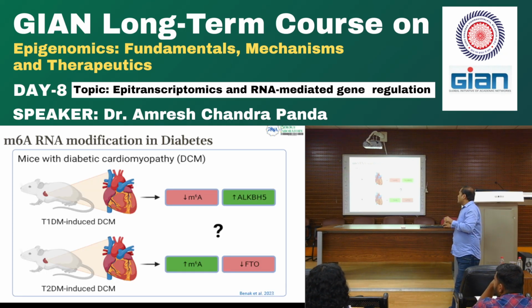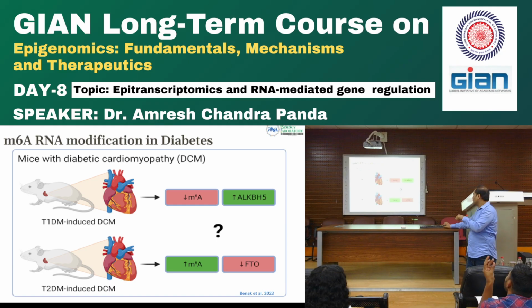And this is also diabetic cardiomyopathy, where m6A goes down. Here, this is type 1, this is type 2, this goes up, and your FTO goes down. So if you want to reverse, you have to do the reverse basically. You can overexpress FTO and then you can get back the normal physiology. So this is one way how you can use RNA modification to reverse any disease, but this is not in the pipeline.